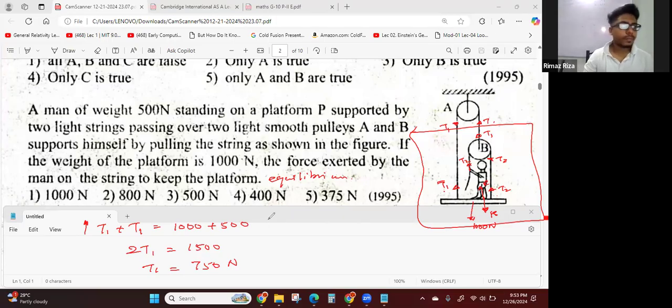Okay, then the force exerted by the man on the string to keep the platform balanced. So then we can consider the force equilibrium of the man.